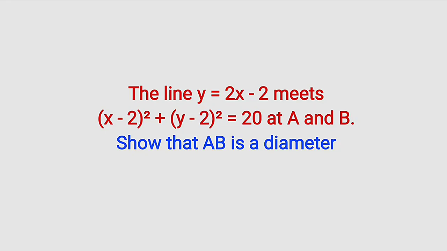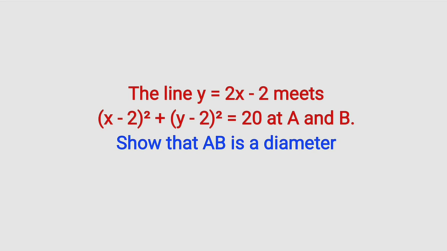This is exactly the question we solved yesterday, but in this tutorial I want to show you an alternative approach. The question reads, the line y equals 2x minus 2 meets the circle (x minus 2) whole squared plus (y minus 2) whole squared equals 20 at points A and B. We are asked to show that the line AB is a diameter.